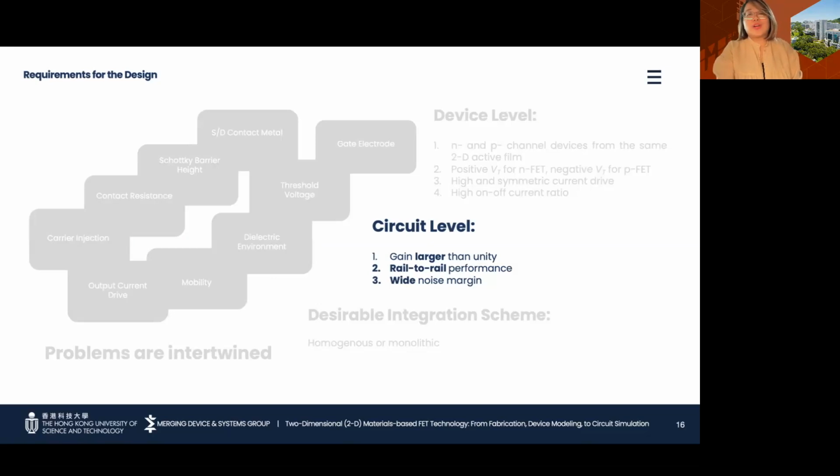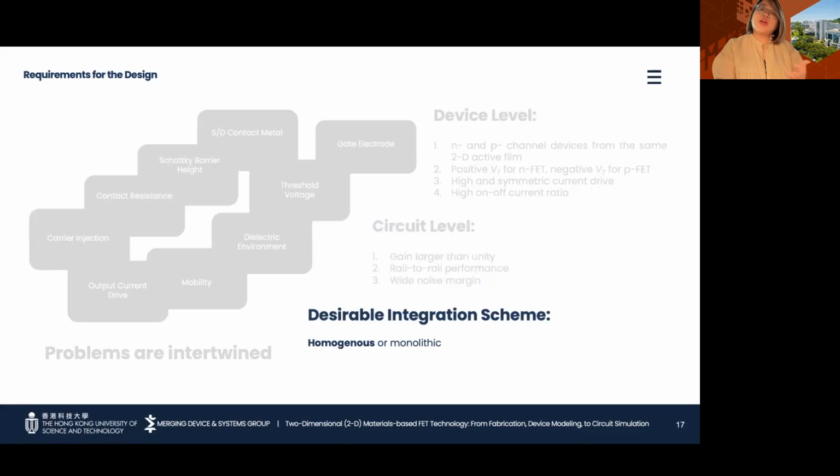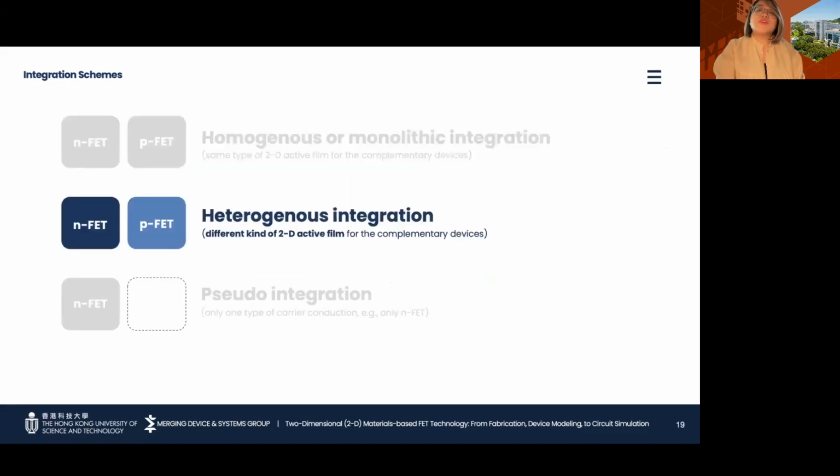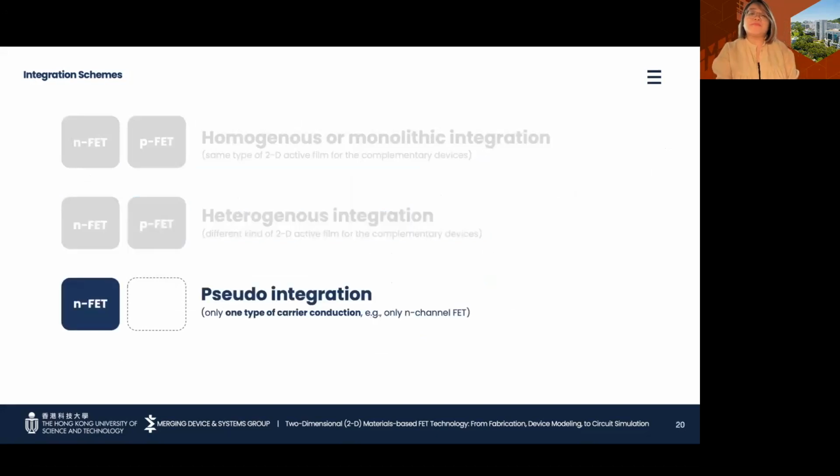and wide noise margin. The desirable integration scheme of the complementary devices is that of a homogeneous or monolithic integration, wherein the devices are formed using the same type of 2D active film. In literature, there are also reports wherein the complementary devices are formed using different kinds of 2D active films, or with only one type of carrier conduction mechanism.